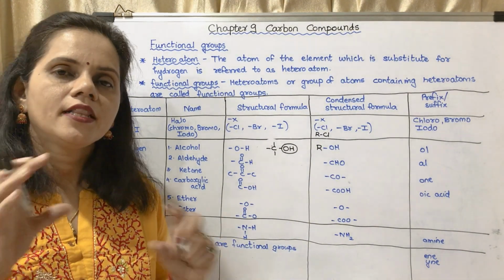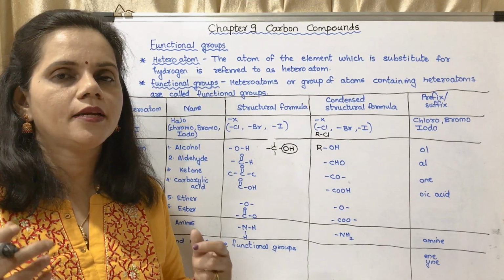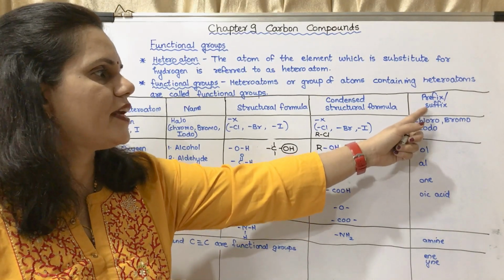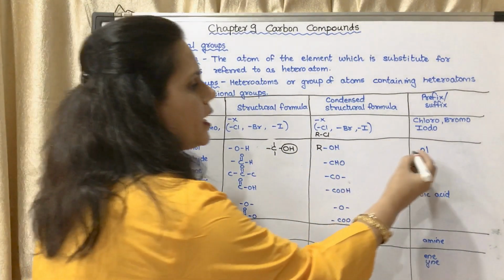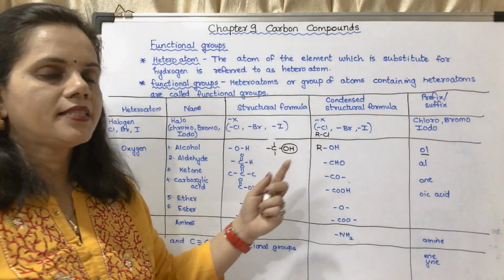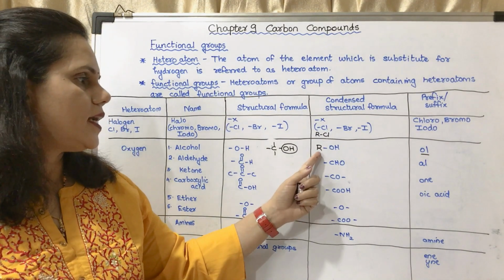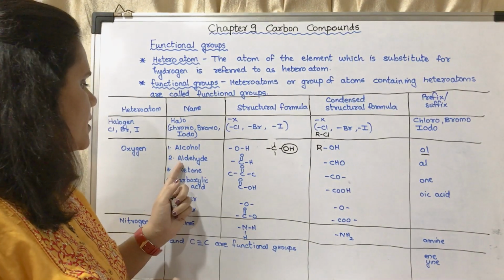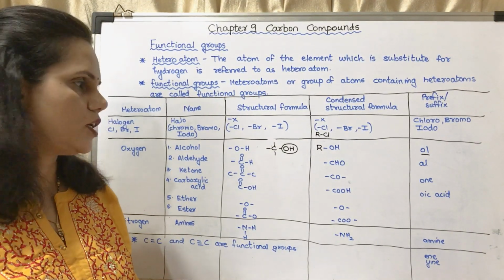R stands for the main body of the compound, whether it is methane, ethane, propane, butane and so on. And the suffix given to the compound is OL. So if it is methane, the name will be methanol. Ethane, the name will be ethanol. Now the next is aldehyde. Aldehyde is the next functional group.